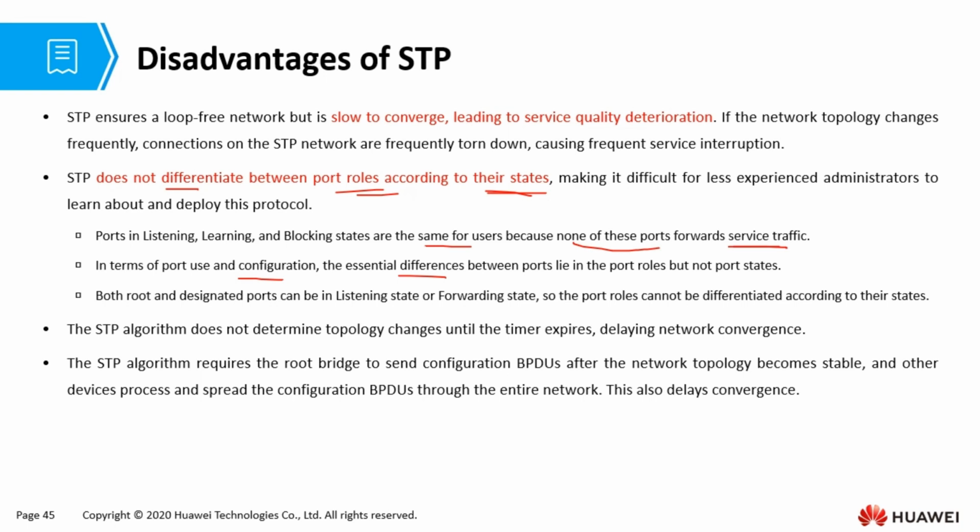Also, STP does not detect the topology change until the timer expires, so it further delays the network convergence. STP also requires the root bridge to send the configuration BPDU after the network topology change becomes stable, and other devices will process and spread the configuration BPDU through the entire network. So this will also delay the convergence.